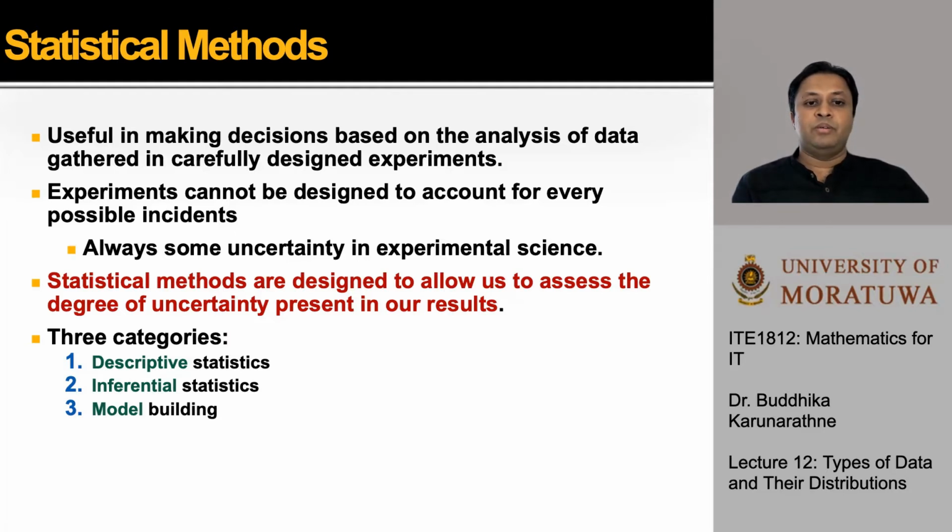So we try to design statistical methods to allow us to assess the degree of uncertainty present in our results, and we try to minimize that. We try to make our predictions as correct as possible. That's our eventual goal, that's our expectation. Statistical methods are broadly classified into three categories: descriptive statistics, inferential statistics, and model building. We will discuss these three categories.